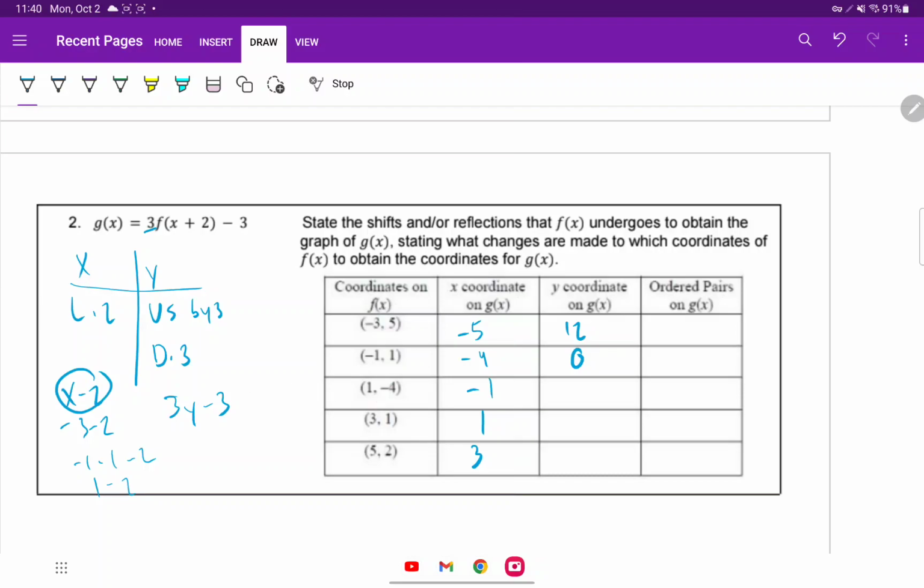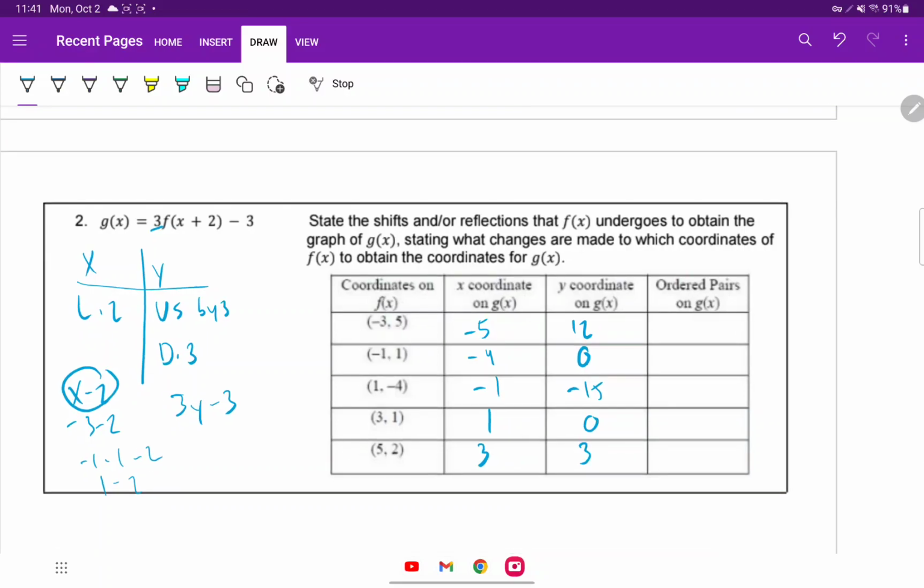Now we're plugging in negative 4. 3 times negative 4 is negative 12, minus 3 is negative 15. We plug in the 1: 3 times 1 is 3, and 3 minus 3 is 0. And then last we have the value of 2, so 3 times 2 is 6, and 6 minus 3 is 3.